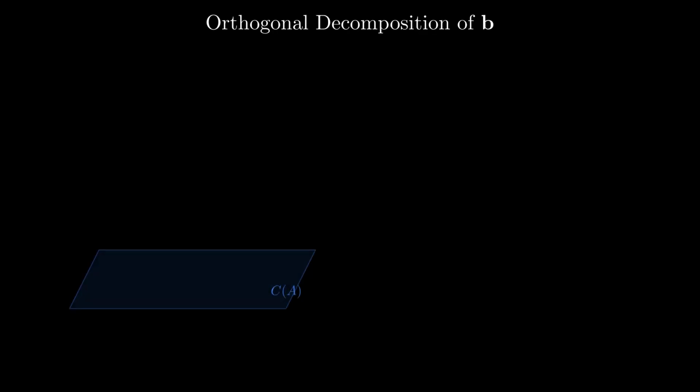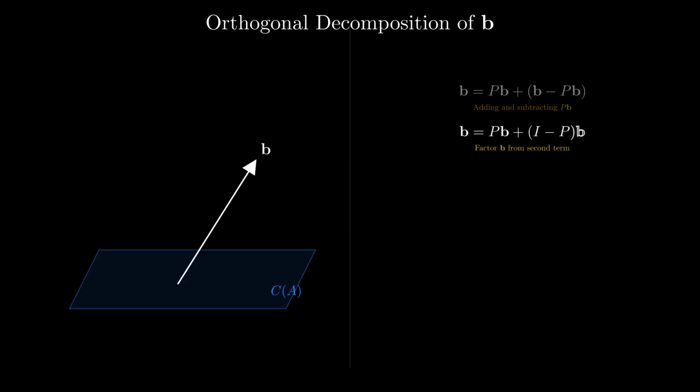Every vector B combines these two extremes. We can write B equals PB plus B minus PB. This is just adding and subtracting the same thing, so it's automatically true. Now factor B out of the second term. B equals PB plus the quantity I minus P times B.